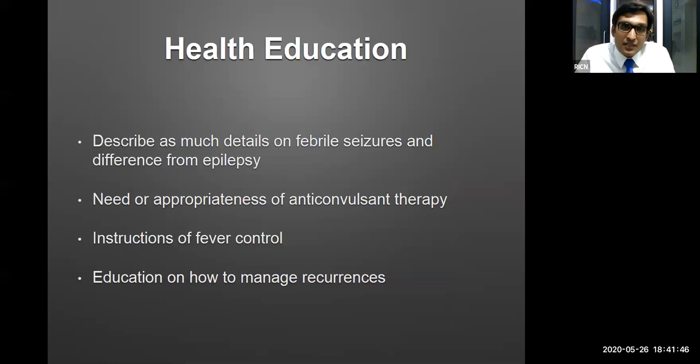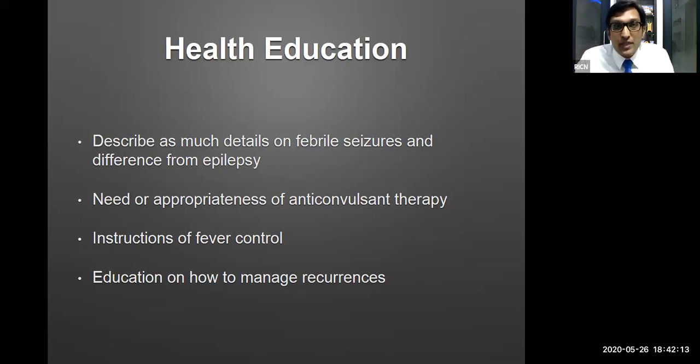So coming to the last part of my talk, and quite an important part. When you see these children, you manage them well, you put them into a category of what you're going to do when you send them home, but health education. And this is very, very important. So describe as much detail on febrile seizures and difference from epilepsy to the parent. So the pathophysiology, why did it happen, and how is it different from epilepsy? That is important to mention.